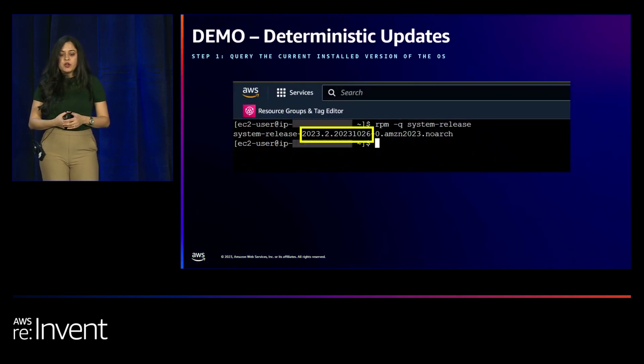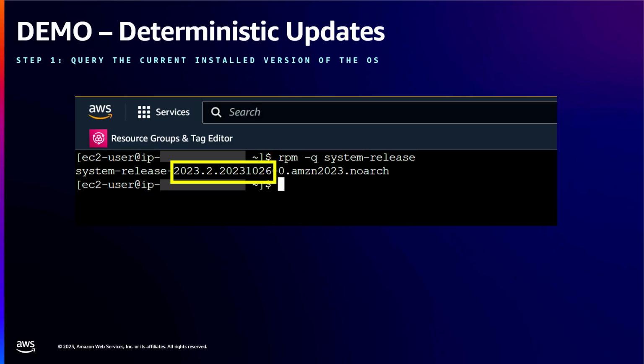All right. We're going to first start with an AL 2023 instance. This is my Amazon Linux 2023 instance, and as you can see here, I am simply querying the system release. If you perhaps did this on AL2, Amazon Linux 2 would be the only thing it would return. But now, as you see in the yellow box, it returns the version, the quarterly update, which is 2023.2, as well as a date stamp. Now we're going to see how and why this is there and what is the benefit of it.